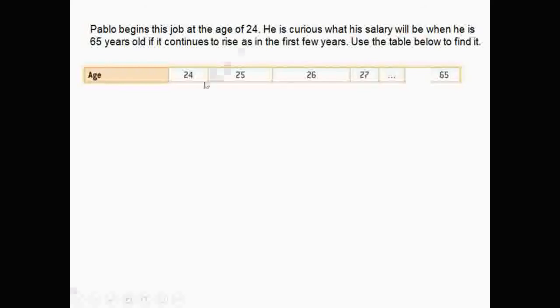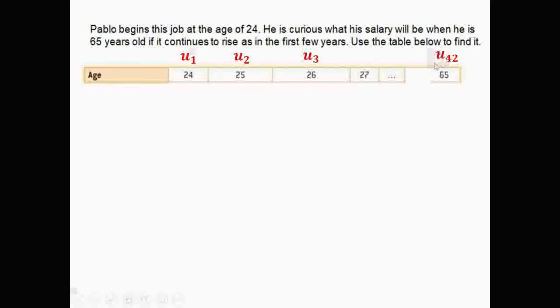Pablo begins this job at the age of 24. So you can see his ages here. He is curious what his salary will be when he is 65. Let's say it continues in the same kind of rule as it did in the beginning. So use this table. Okay, let's figure things out. First of all, his age of 24 represents his first year's salary, because that's when he starts. And if this is U1, how do we get U42 here?